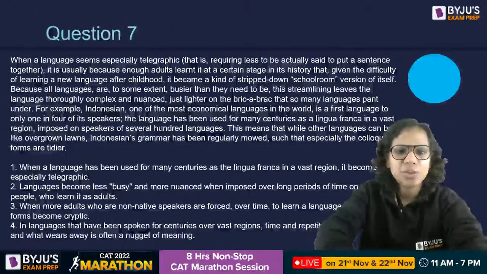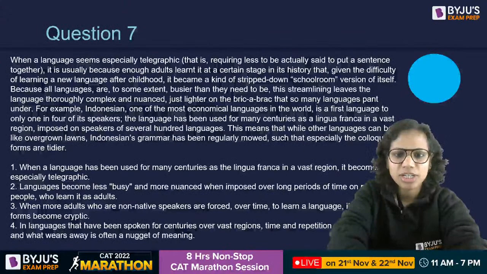Now, a para summary question. I'll just go invisible for a while so that you can read it. Okay, and let's attempt this. Just a second.